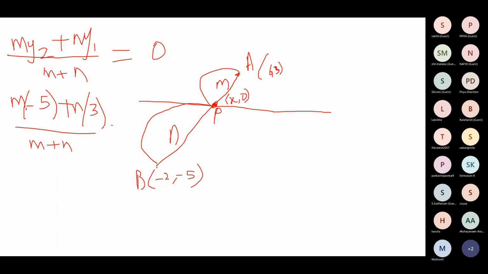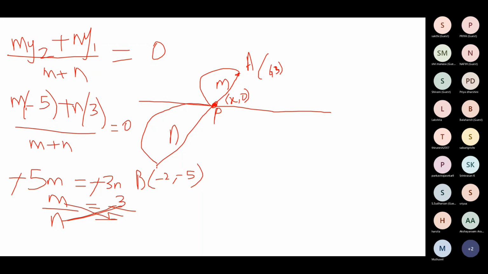On cross multiplying, we'll lose m and n. So we'll just have -5m, when you transpose, is equal to -3n. Cross multiply and transpose, you get this. Minus gets cancelled on both the sides. So the ratio m by n is equal to, because it is 3n, it has to be 3 here, only then on cross multiplying will you get 3n. 5m, so 5 down here, then only it will be 5m. So the ratio is 3:5.